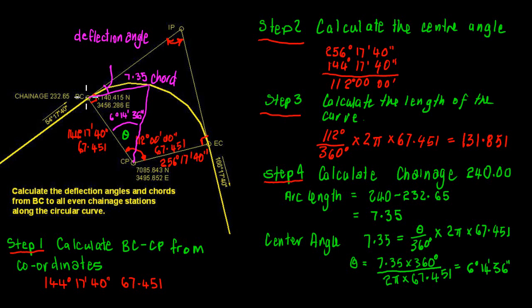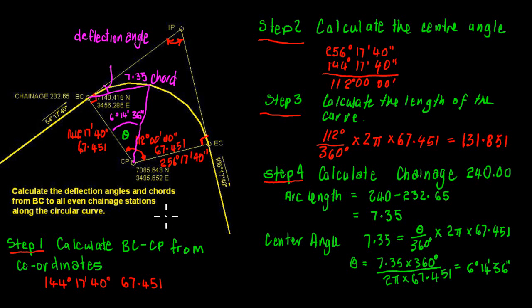So we've been given the coordinates of BC and CP. We've got some bearings here, 54°17'40" and 166°17'40". So let's just start up. Run to the missing line from the coordinates, which I've shown you in a previous video, and we do that. Here's our coordinates here, and we get the bearing 144°17'40" for 67.451. So just note that is at right angles there. The radius is at right angles to the tangent, and similarly here.